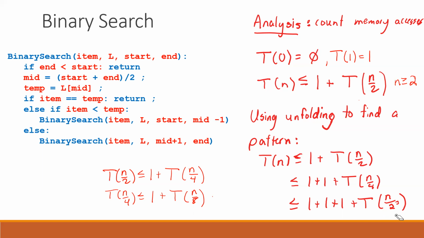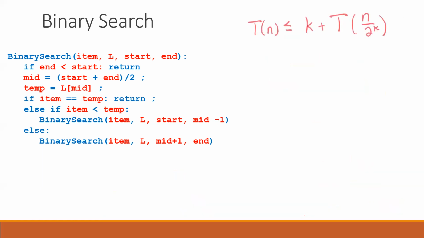Now when we analyze our pattern, we can see that we have the same number of ones as our exponent for the 2's. So that makes the final form easier to express. We can say we have k ones plus T of n over 2 to the power k. Okay, so now we found a pattern.